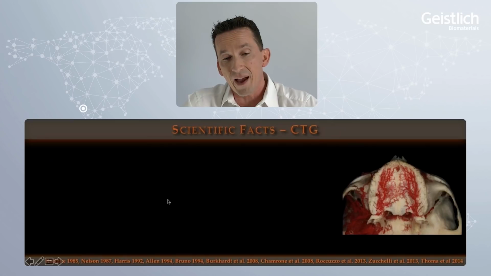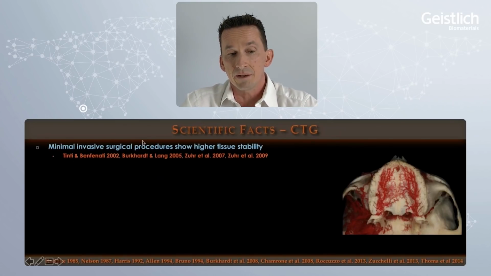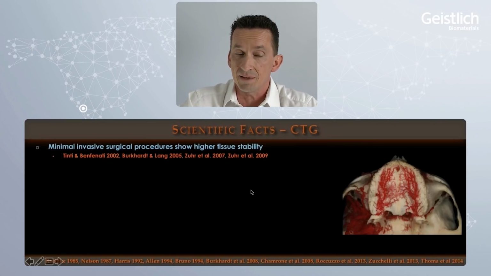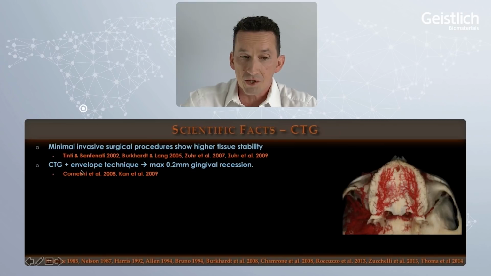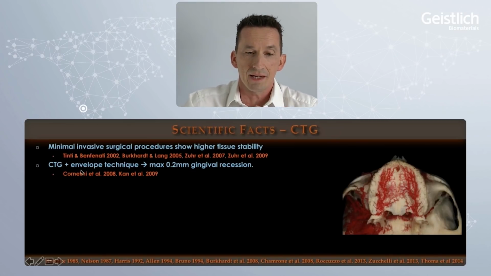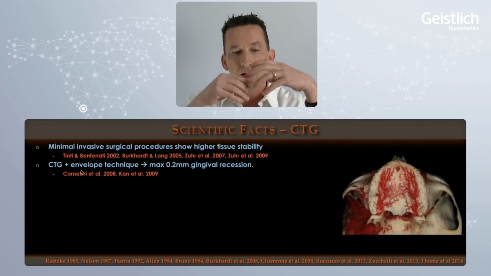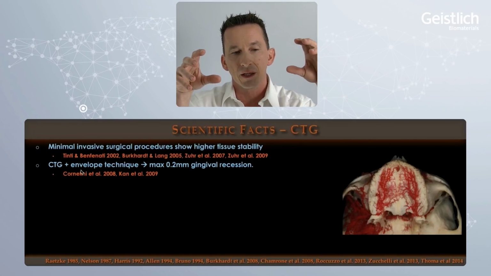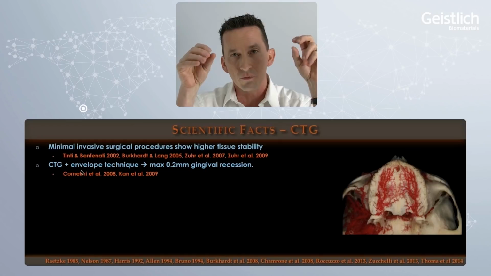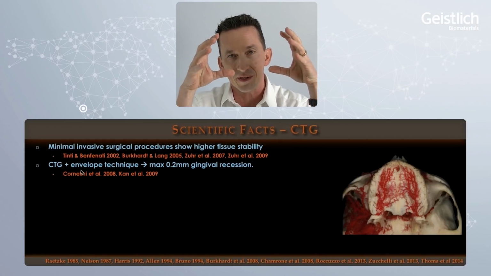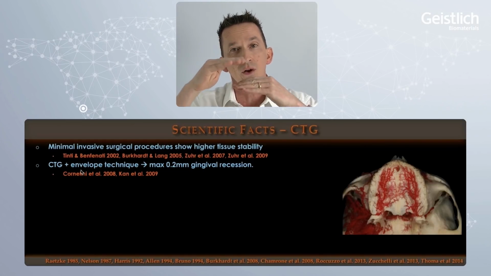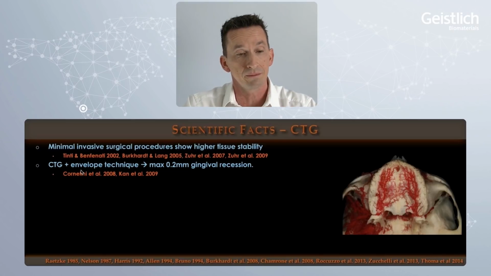So we have a limited number of recessions we can cover with the connective tissue graft. Now the scientific facts for the connective tissue graft. It is a minimally invasive surgical procedure with a high tissue stability. The connective tissue graft and the envelope technique allow you to cover a gingival recession with a maximum of 0.2 millimeters of recession after surgery, which is quite predictable.